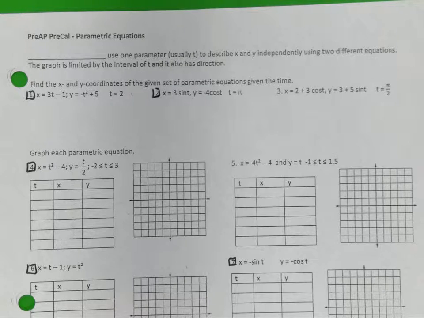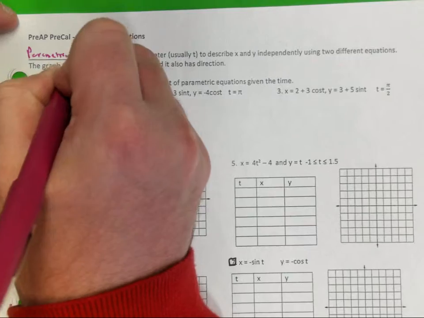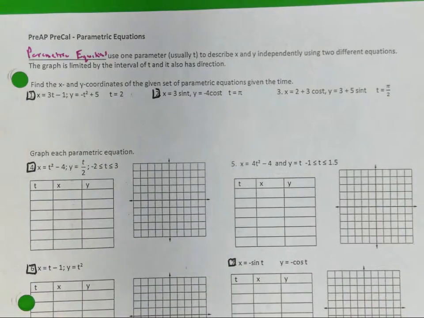Alright, blank uses one parameter. This is, of course, parametric equations goes in the blank. Parametric equations use one parameter, usually t, to describe x and y independently using 2 different equations. The graph is limited by the interval of t, and it also has direction.